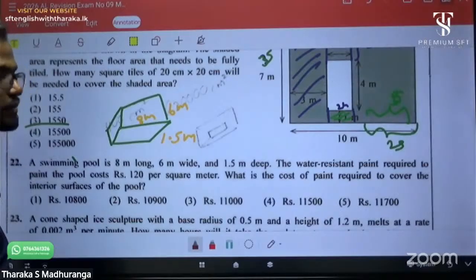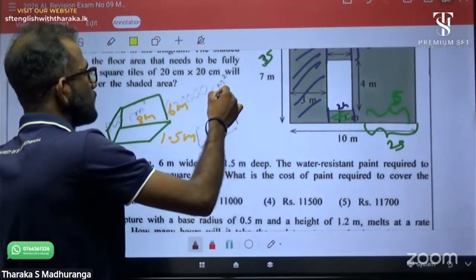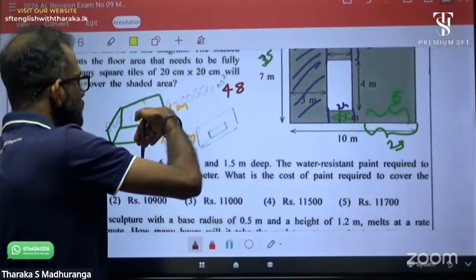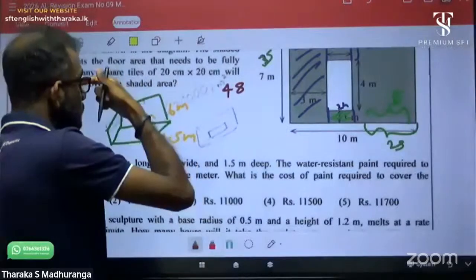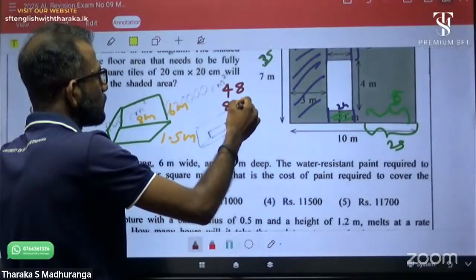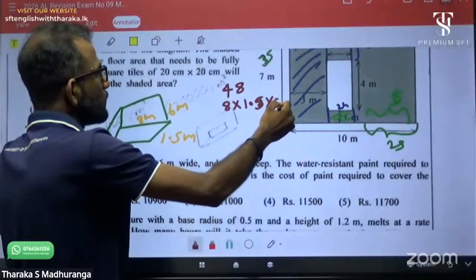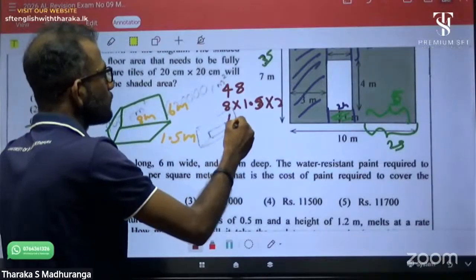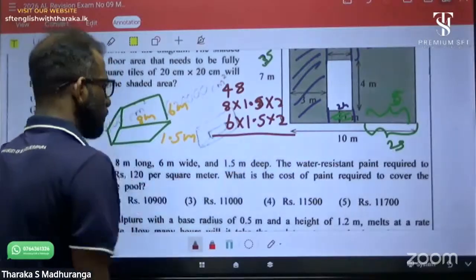First we can calculate surface area. First we can get the bottom area: 8 into 6, it is 48. And the sides: 8 into 1.5, 2 times because 2 sides. And 6 into 1.5, it's 2 times. Okay, this is the total area.